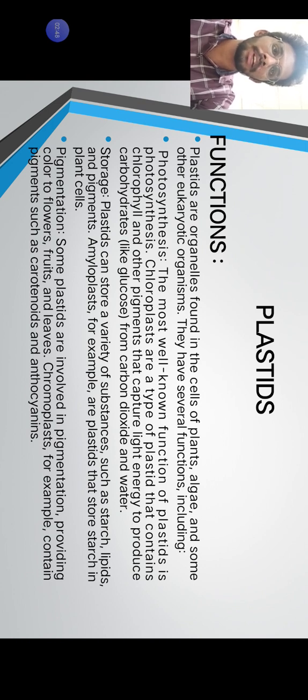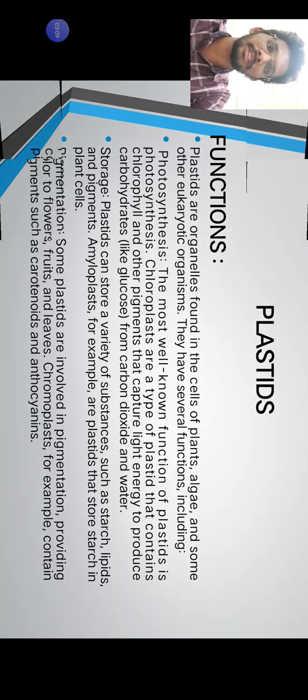Storage. Plastids can store a variety of substances such as starch, lipids, and pigments. Amyloplasts, for example, are plastids that store starch in plant cells. Pigmentation. Some plastids are involved in pigmentation, providing color to flowers, fruits, and leaves. Chromoplasts, for example, contain pigments such as carotenoids and anthocyanins.